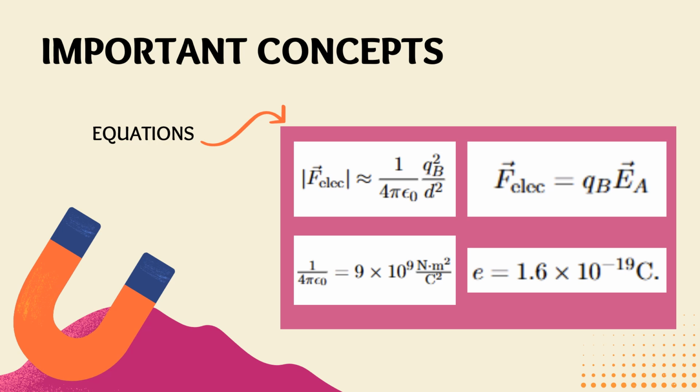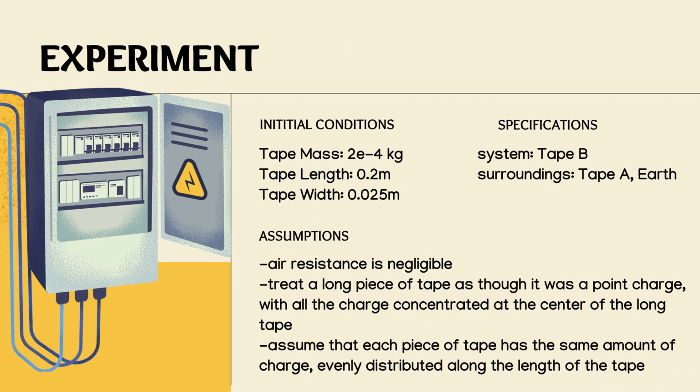First, we have electric force, which is k Q squared over d squared. d is the distance between the two tapes, and Q is the charge of one tape. We're assuming the tapes have the same charge, which is why it's Q squared. We also have the electric force written in a different format, which is Q times the electric field, and then we have k constant, which is 9 times 10 to the 9th, and e constant, which is 1.6 times 10 to the negative 19th. So now let's get into the experimental portion of this lab.